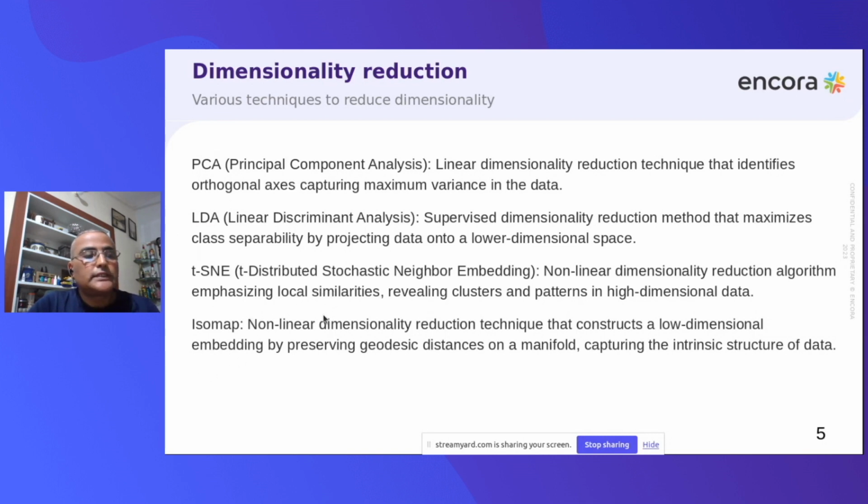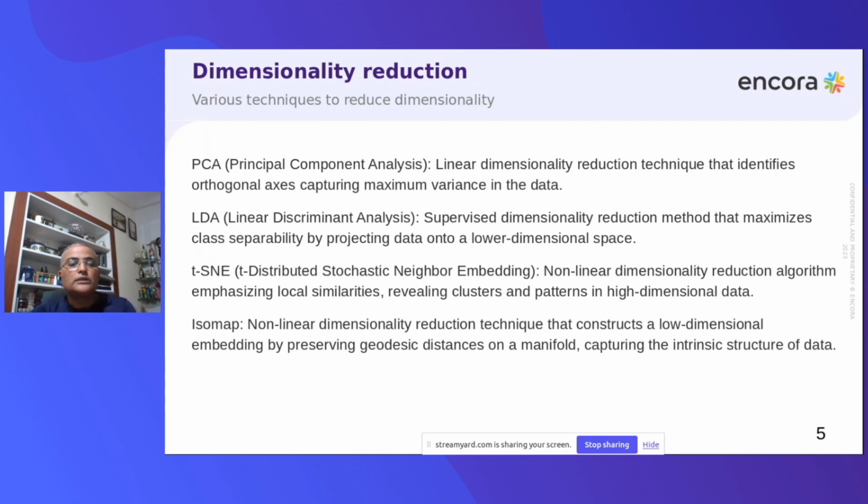The next technique is t-distributed stochastic neighbor embedding. This is a nonlinear dimensionality reduction algorithm, where it will identify the groups or clusters and patterns in the high dimensional data, and then it will segregate the clusters and the patterns, thereby reducing the number of dimensions in the data set.